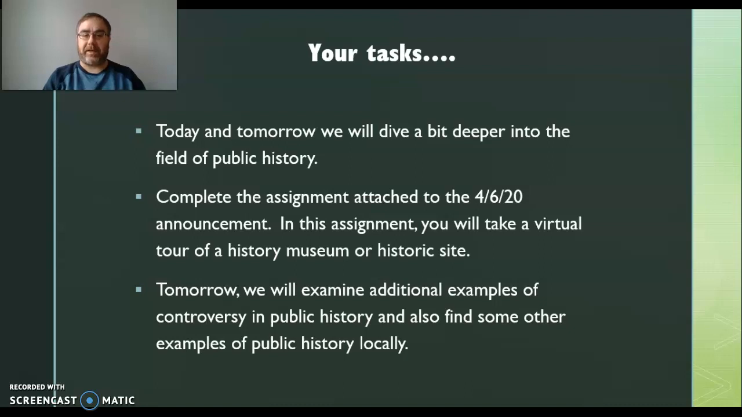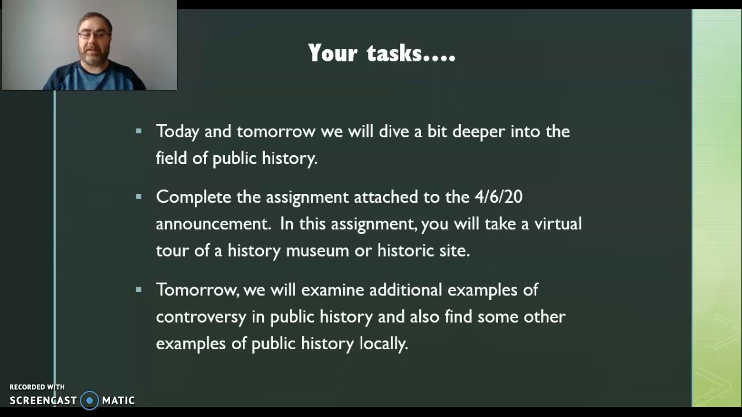You're going to complete the assignment today that's attached to the 4-6-20 announcement. And in this assignment, what you're going to do is take a virtual tour of either a history museum or a historical site, and there's several options there. And then once you do that, you're going to answer a few questions based on that.